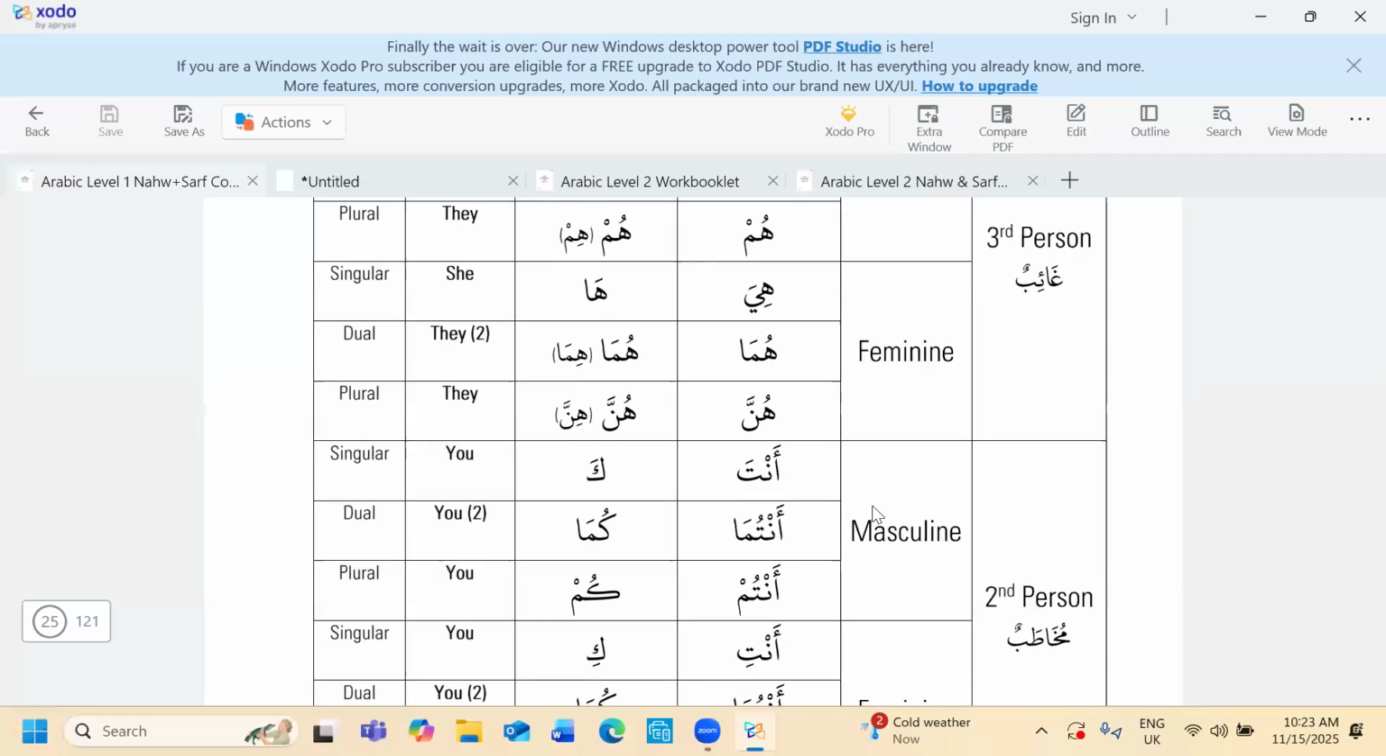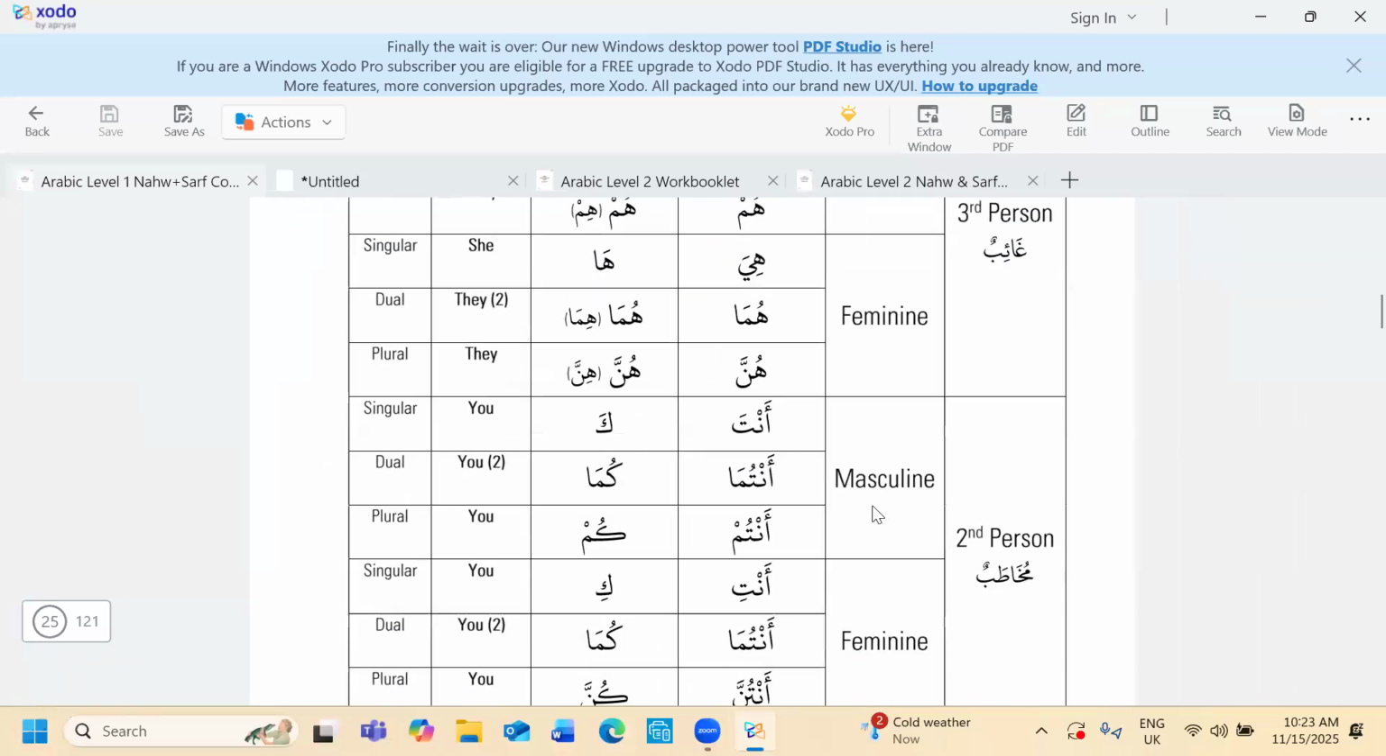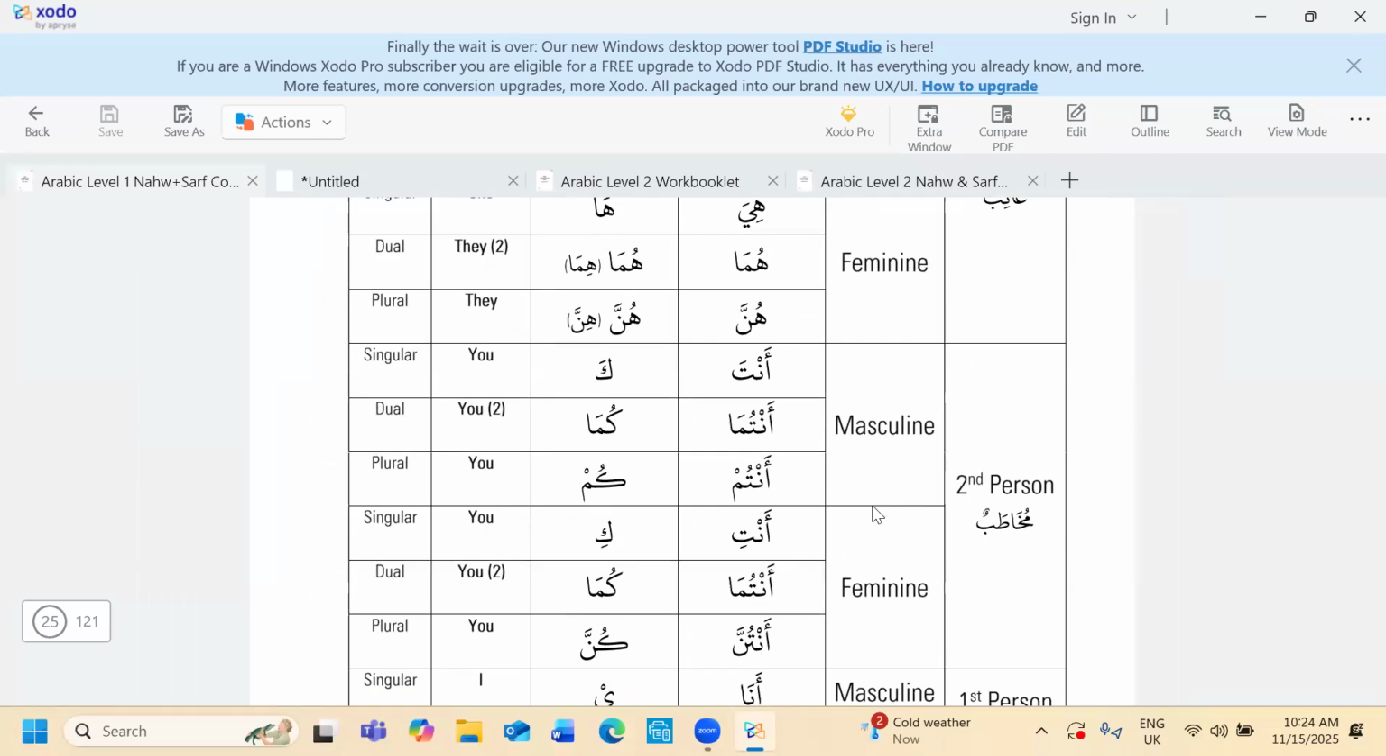And when it comes to the next six, anta, antuma, antum, anti, antuma, antunna, what's really happening is you're dropping the an from each one, right? And you're replacing the ta with a ka. So it becomes ka, kuma, kum, ki, kuma, kunna. That's another way of remembering it. Drop the an and replace the ta with a ka. So it becomes ka, kuma, kum, ki, kuma, kunna. Okay? So learn it like that.